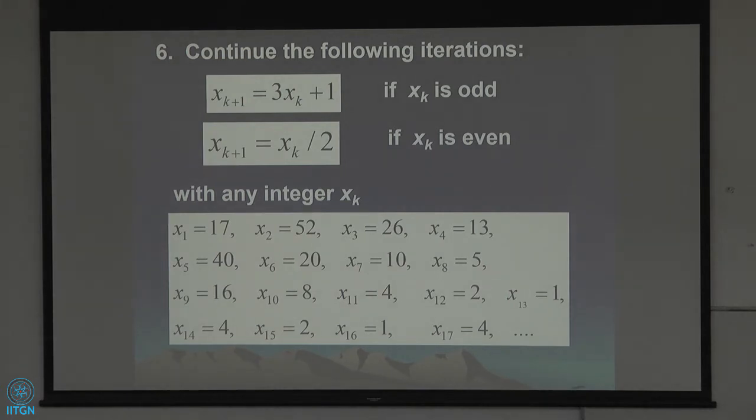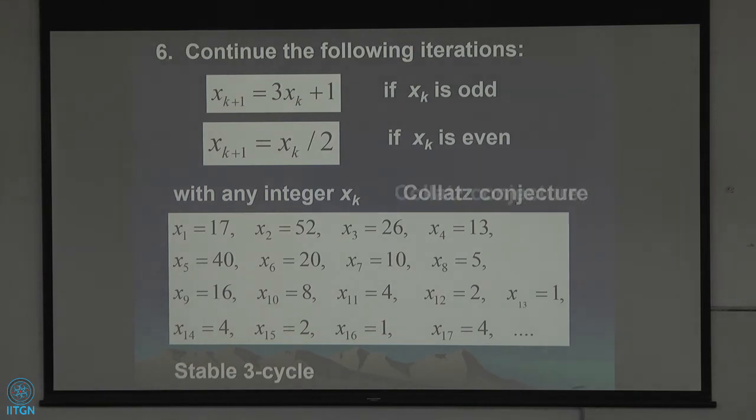So 26, it is even. So 13. It is odd. So 3 into 13 plus 1 is 40. It is even. 20, 10, 5. It is odd. So 16, 8, 4, 2, 1. 1 will give you back 4, 4, 2, 1. So you will get a 3-cycle periodic behavior with any starting number. This stable 3-cycle periodic behavior.